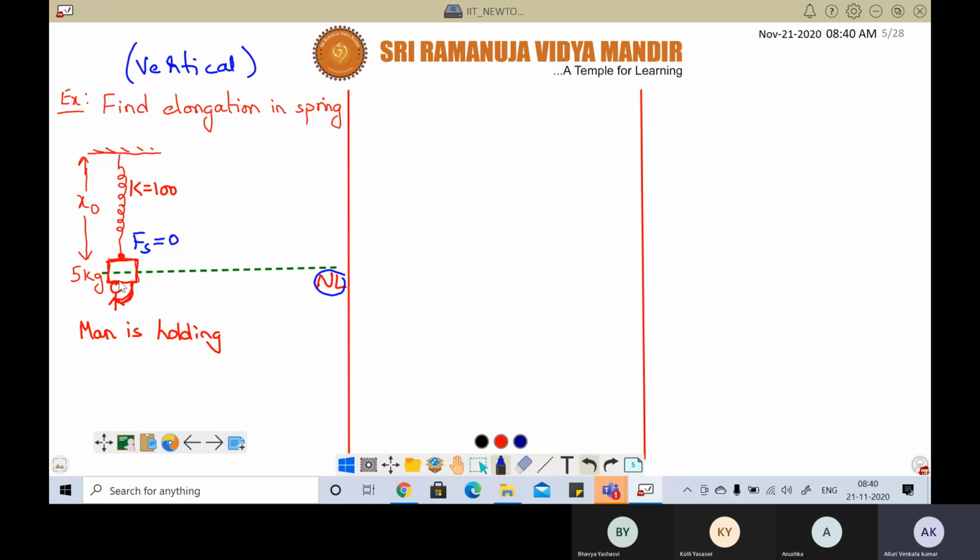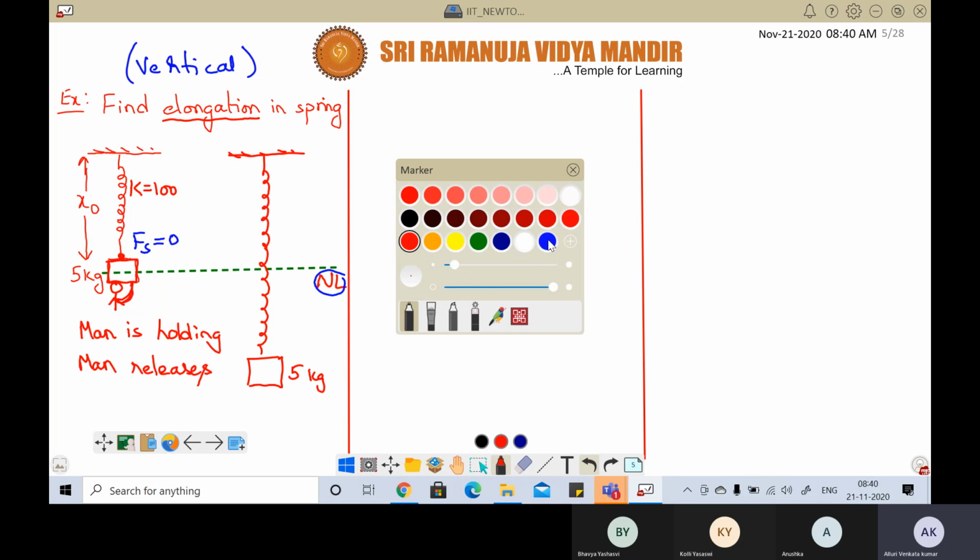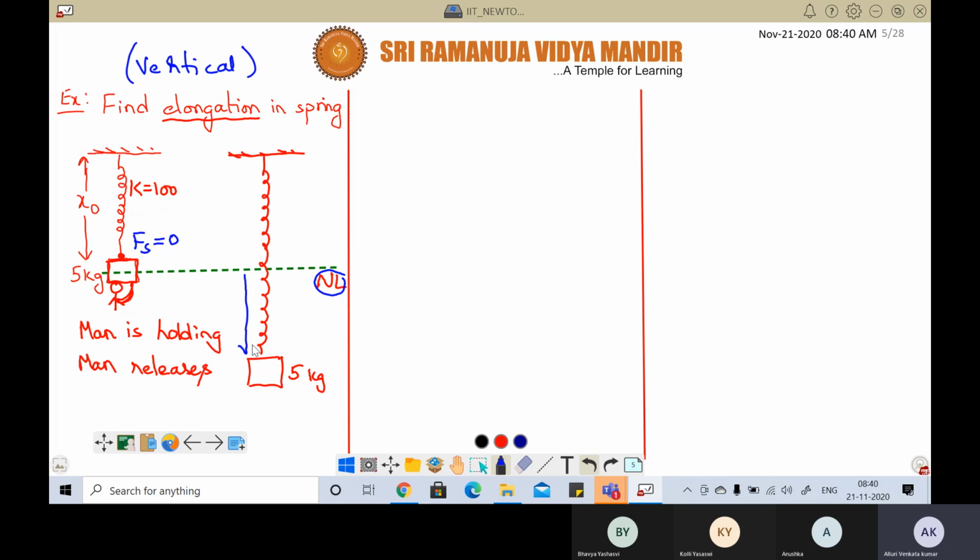Now the man is holding it. Now the man releases. What will happen to the block? Elongation. That means it will elongate like this. This length is called elongation. Finally it will come to rest at one point, like this.